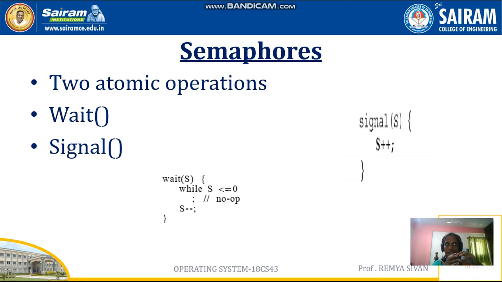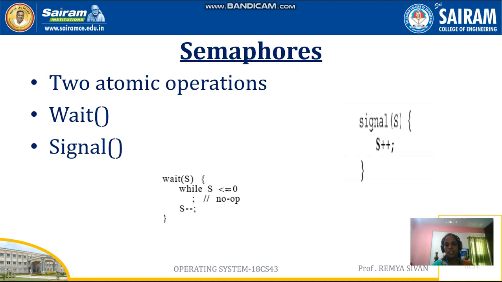So S is indicating how many copies of R1. Here R1 is 10. That indicates S value is greater than 0, so I can give one copy of R1 to my process. I am giving one copy of R1 to my process. So 10 is decremented to 9. That way S also decremented. So now S is 9.